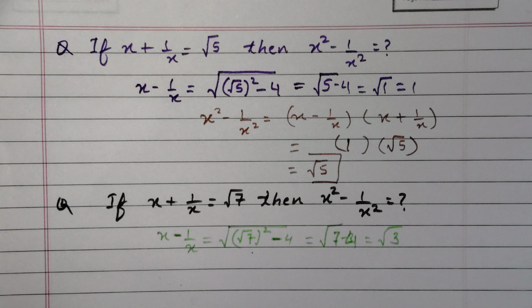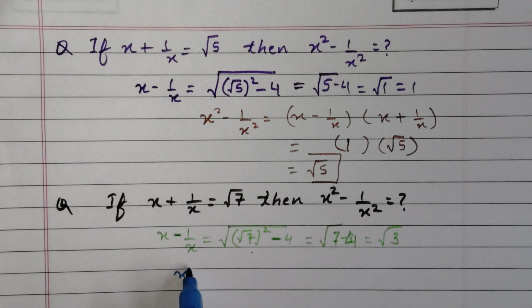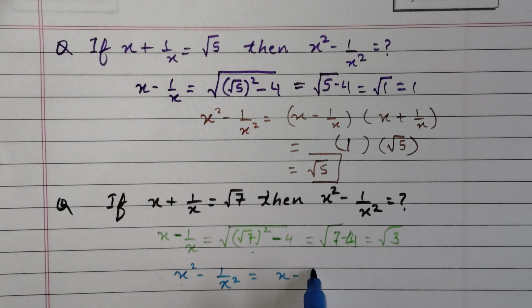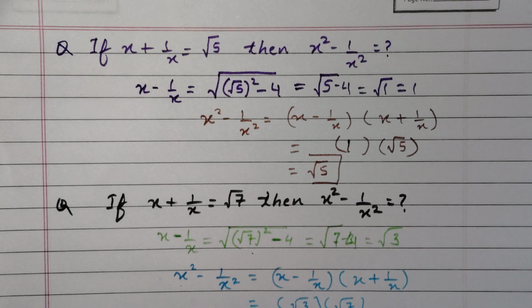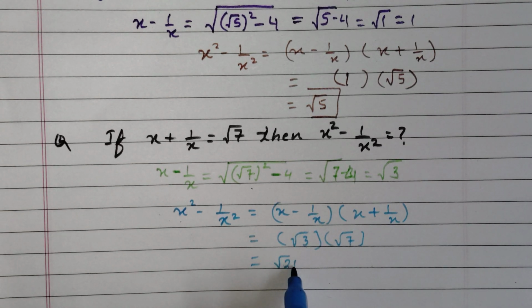We need x square minus 1 upon x square. So we write the formula of x square minus 1 upon x square. Its formula is x minus 1 upon x times x plus 1 upon x. Now plug in the values. x minus 1 upon x value is square root 3 and x plus 1 upon x value is square root 7. So square root 7 into square root 3 gives us square root 21 as the answer.